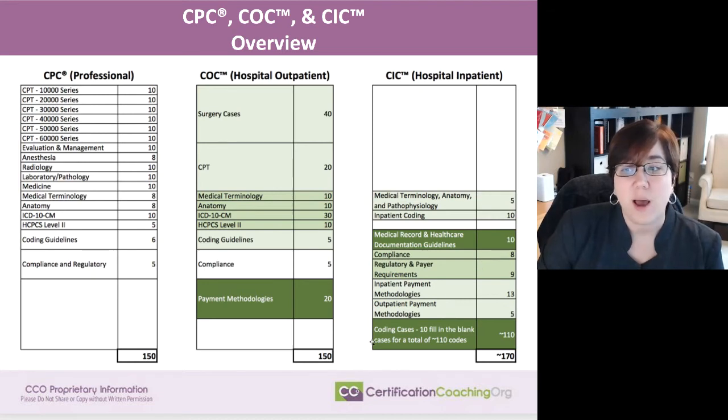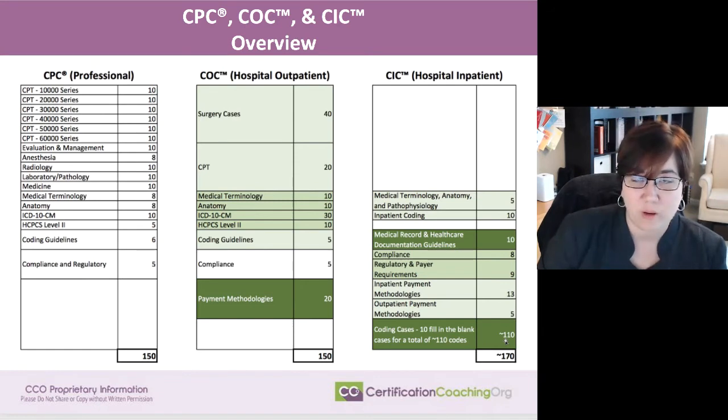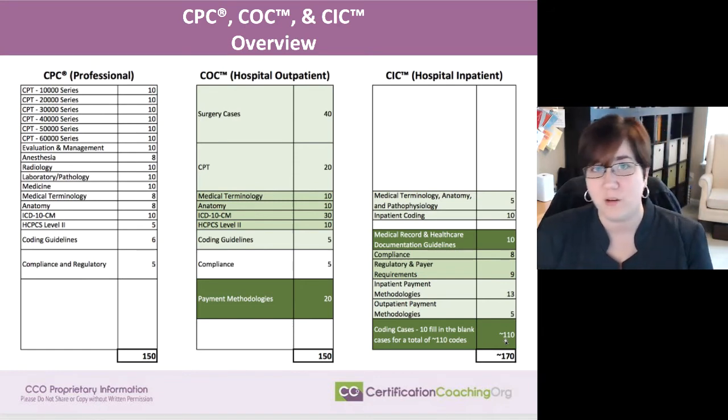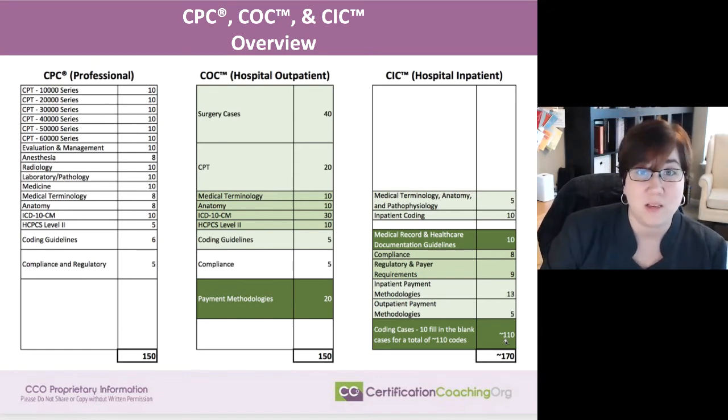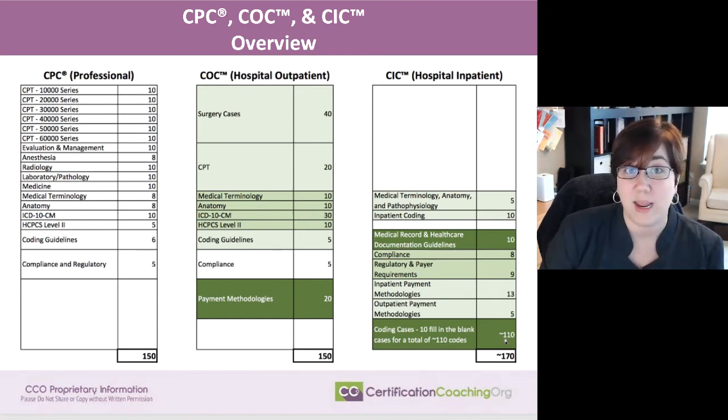But this very bottom box says that they have coding cases. These are not multiple choice. These are fill in the blank. And they average, according to the AAPC, about 110 codes across those 10 cases. So one case may have 12 codes, one may only require 10 codes. Just depends on which case you're looking at, because you're coding both diagnosis and procedure codes.